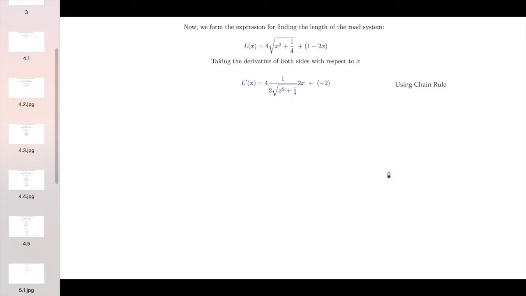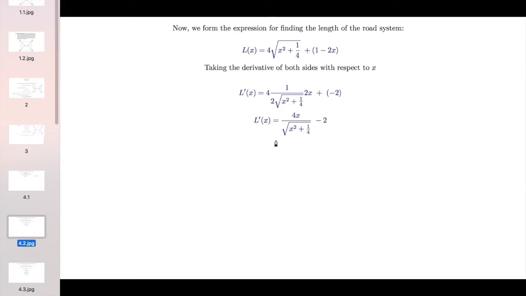So we get Lx is equal to 4 times root of x squared plus 1 upon 4. And we multiply by 4 because there were 4 line segments of the road that were equivalent, plus 1 minus 2x. And in order to find the minimum length of this particular road system, we are definitely going to have to find the derivative of this function. And so we take the derivative of both sides with respect to x, and using the chain rule on this term, we get 4 times half into 1 upon root of x squared plus 1 upon 4 into 2x minus 2. We can cancel 2's out. And we get this as our simplified derivative.